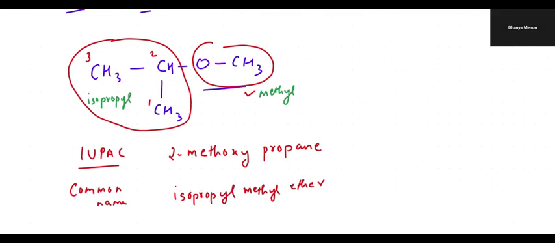How can we identify the isopropyl? We have done it in the previous video on nomenclature. Okay, so you can go through that video. I think it's video number 3, for the nomenclature of complex alkyl groups. So here you can find it. So I hope I'm clear here.